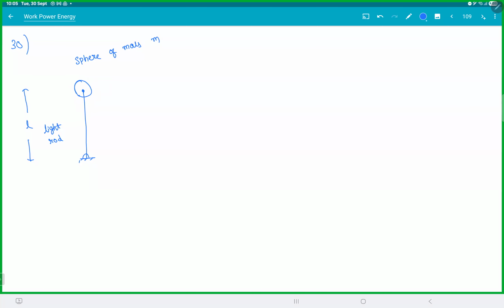Just beside this spear, you have a block. So you have a big block. That's this thing. Maybe I should draw it in blue only. Black is looking bad. The floor is smooth. Now, initially the system is at rest. Then what you do is give a slight disturbance.